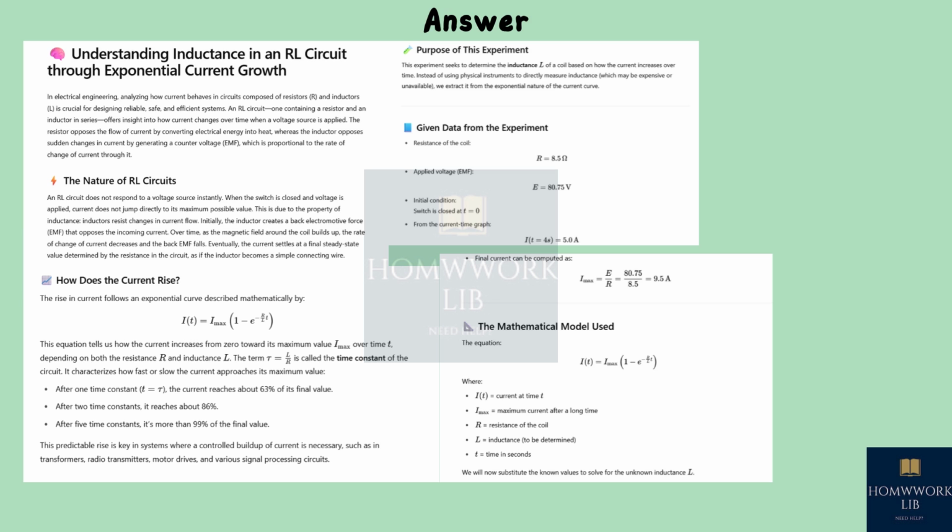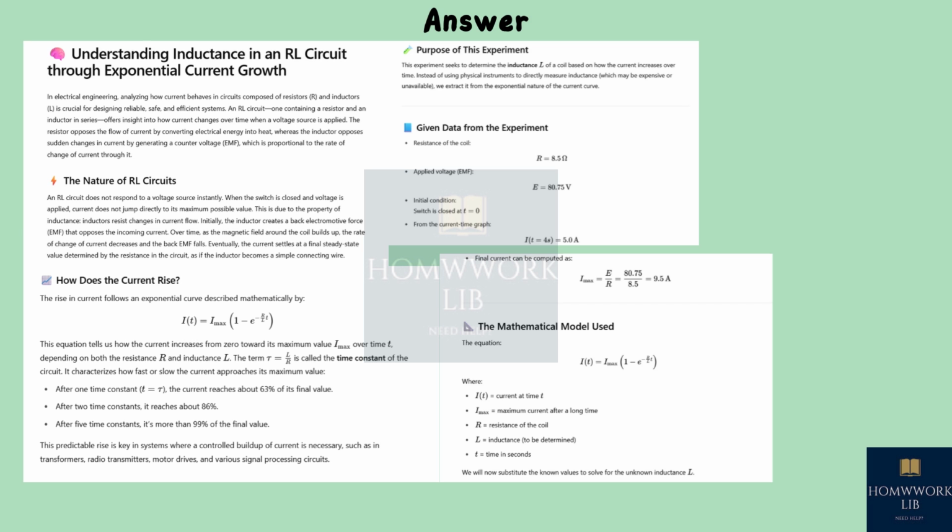After one time constant, t = tau, the current reaches about 63% of its final value. After two time constants, it reaches about 86%. After 5 time constants, it's more than 99% of the final value. This predictable rise is key in systems where a controlled buildup of current is necessary, such as in transformers, radio transmitters, motor drives, and various signal processing circuits.